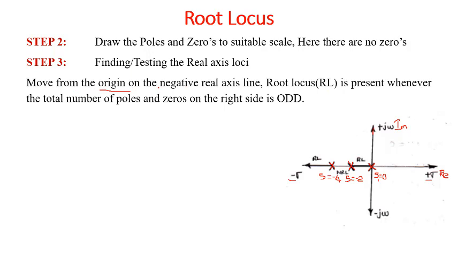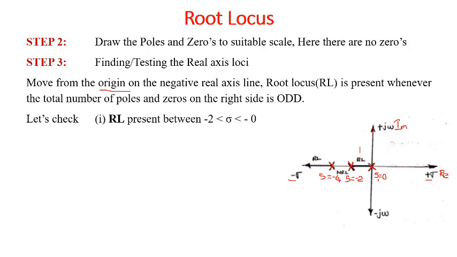So we are moving from the origin to the negative real axis line, and moreover root locus or RL is present whenever the total number of poles and zeros on the right hand side is odd. How to check this one? First we have to check whether the root locus is present or not. So what you do, test between 0 and minus 2. Between these 2 points you stand and count how many poles are there on the right hand side of the diagram. So we can see that the count is 1.